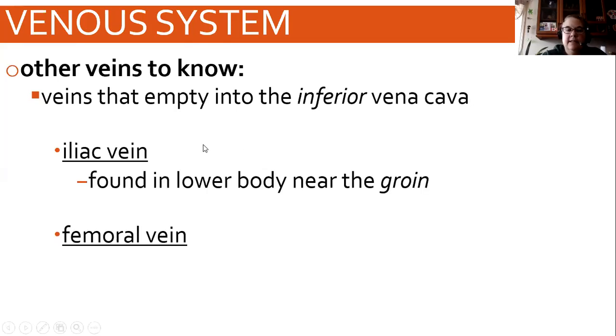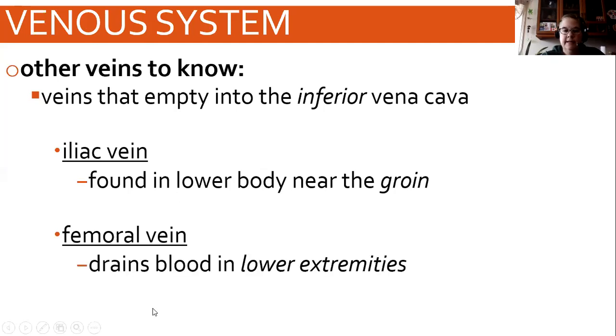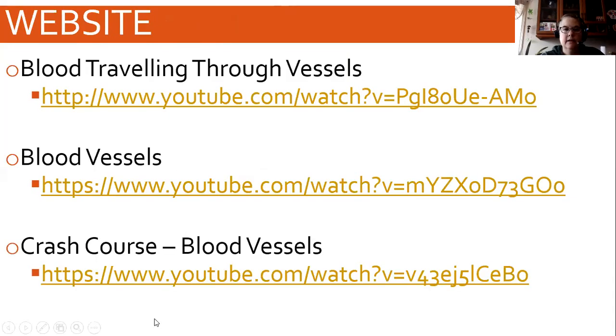Inferior vena cava: the iliac vein, lower part near the groin, and then the femoral vein drains blood from the lower extremities.